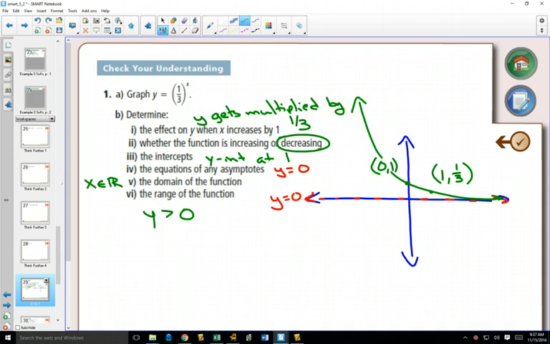So we need to be able to graph our parent graphs first, so that when we do our transformations, we can do any transformation we like. So if you want practice with parent graphs, 3, 5, and 7.